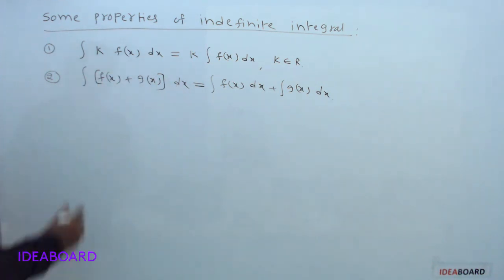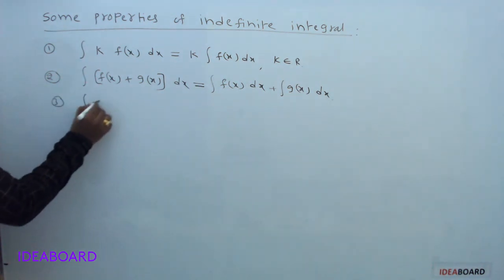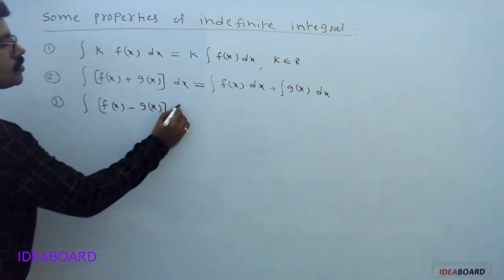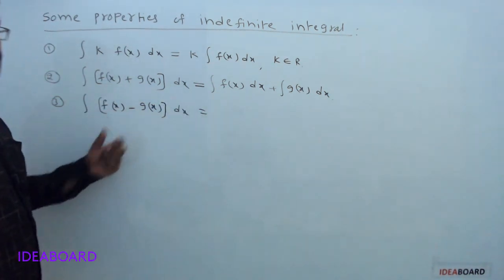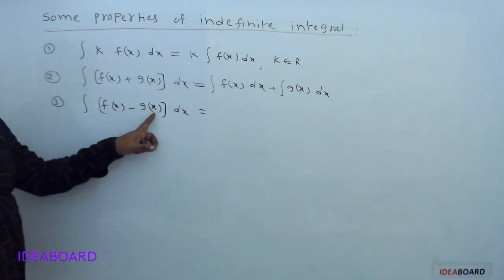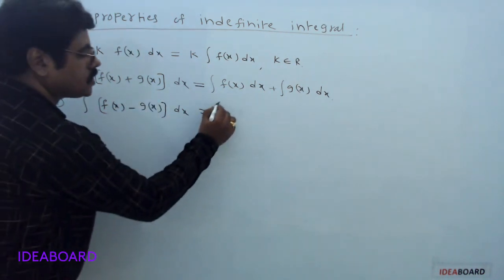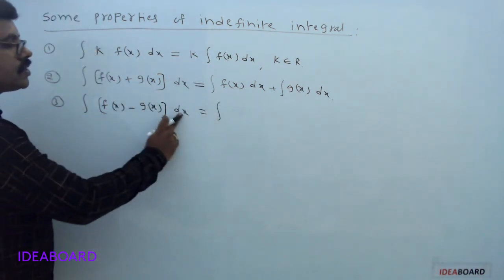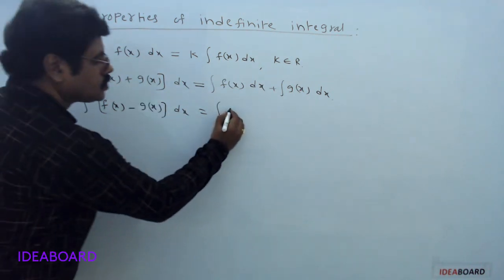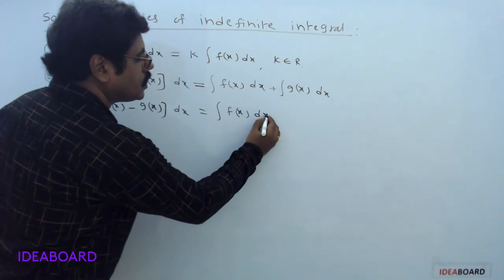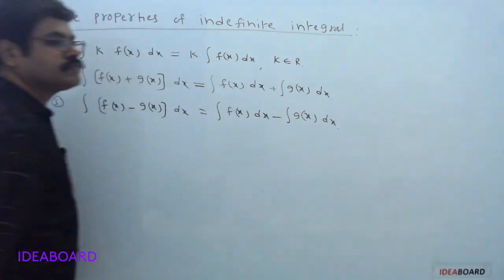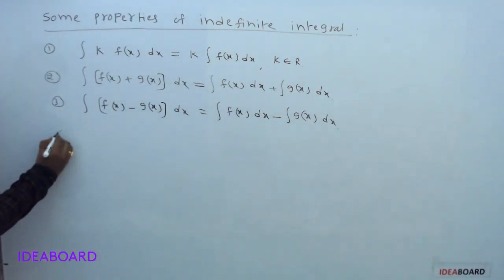Now come to the third one, integral f of x minus g of x dx. Here integrand contains a difference of two functions. Integral f of x minus g of x dx can be expressed as integral f of x dx minus integral g of x dx. Then come to the fourth property.